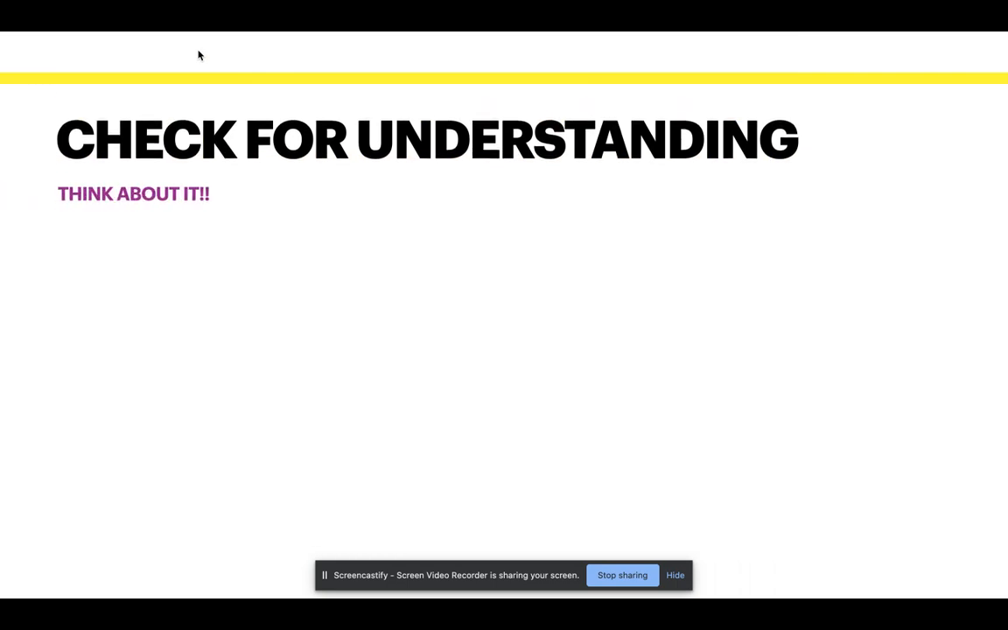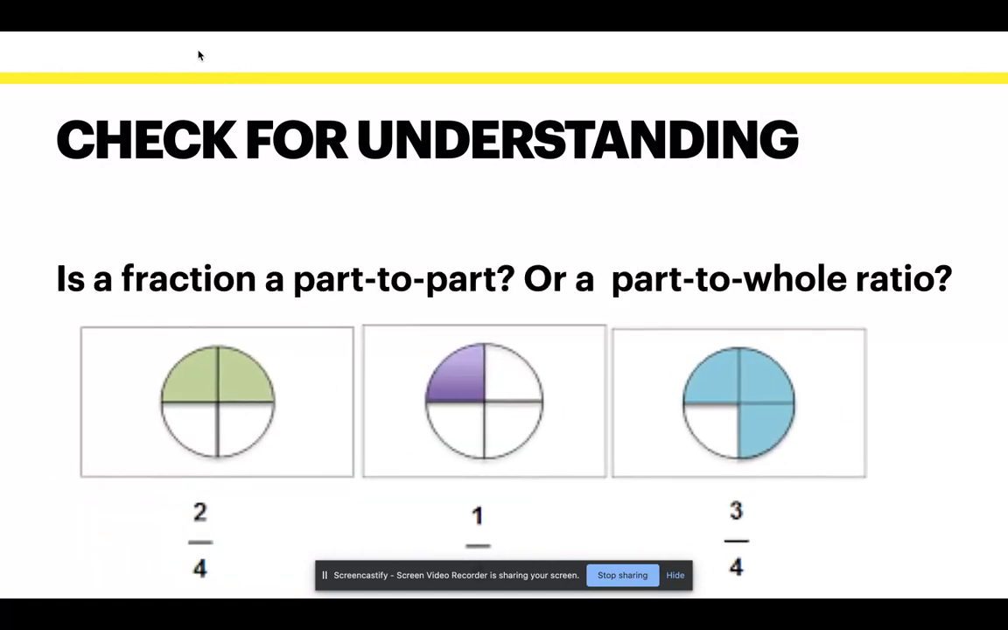All right, picking up where we left off. So we were wondering, is a fraction a part to part or a part to whole? If you answered that a fraction is a part to whole ratio, you are correct. Give yourself 2 pats on the back. All right, so why is a fraction a part to whole ratio?